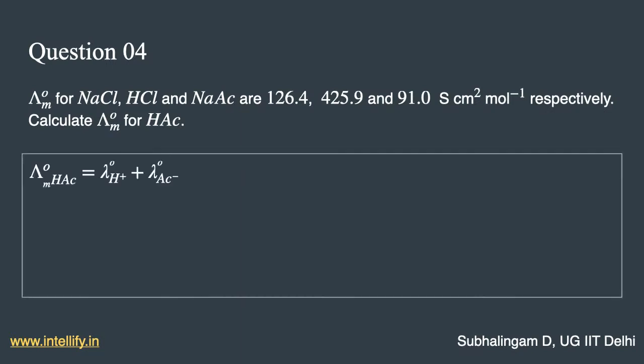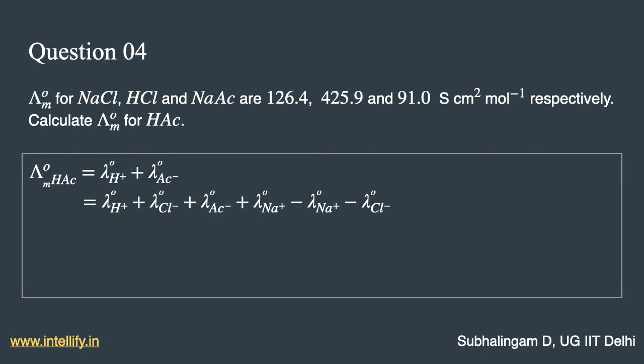So lambda naught HAc, that's acetic acid, is equal to lambda naught of H plus lambda naught of Ac minus, the acetate anion. Now a little mathematics, that is adding and subtracting. I get lambda naught H plus lambda naught Cl minus plus lambda naught Ac minus lambda naught Na plus minus lambda naught Na plus minus lambda naught Cl minus. So the Cl minus and Cl minus get cancelled, and Na plus and Na plus get cancelled. So I'm left with lambda naught H plus lambda naught Ac minus anyway, but we need this for calculation purposes.